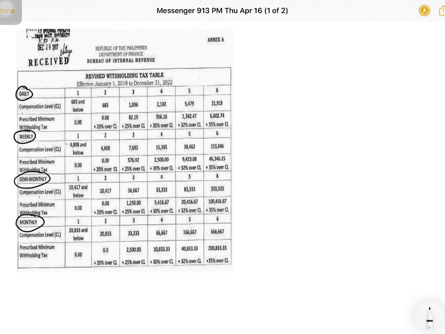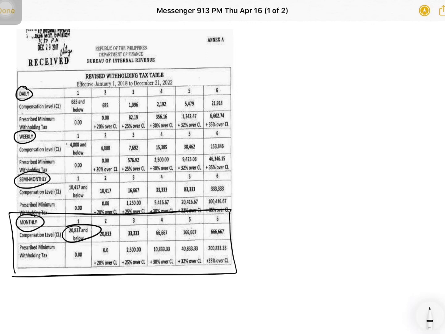So let's try solving problems given monthly data. We'll try using this part of the table. Let me just mention something about the amounts here. You have 20,833. If you are getting that amount and below, you will not be withheld any tax. And this is following the logic of the annual income tax table earlier.